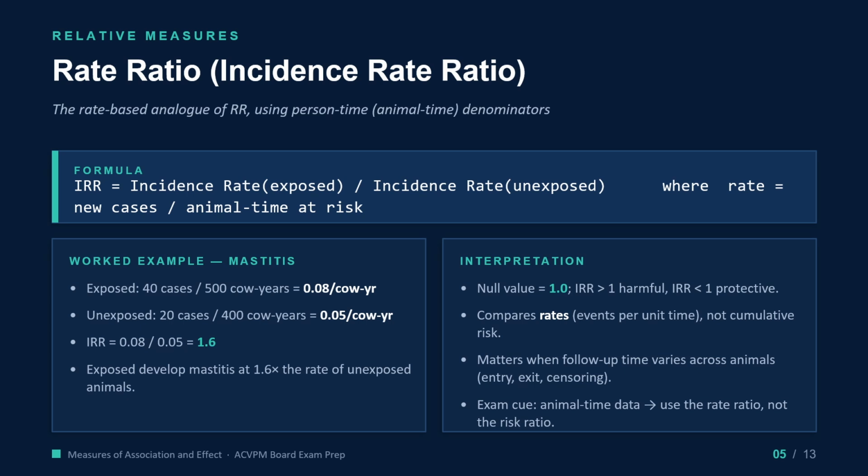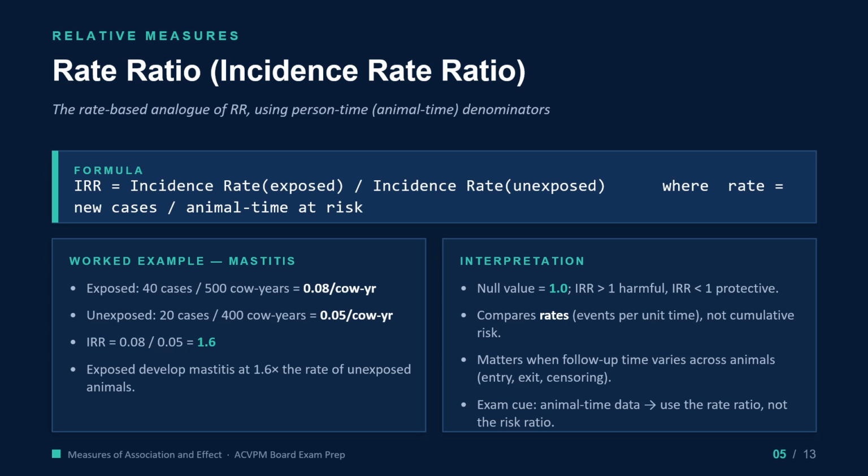Now, let's talk about what happens when our study uses person time, or in our case, animal time, as the denominator. This brings us to the rate ratio. In some cohort studies, particularly those tracking disease over varying follow-up periods, animals enter and leave the study at different times or may be censored. In these situations, we calculate incidence rates using animal time denominators rather than simple proportions.